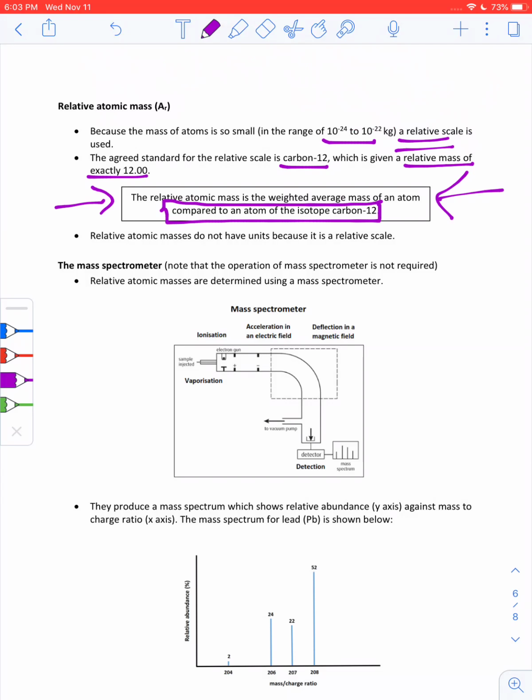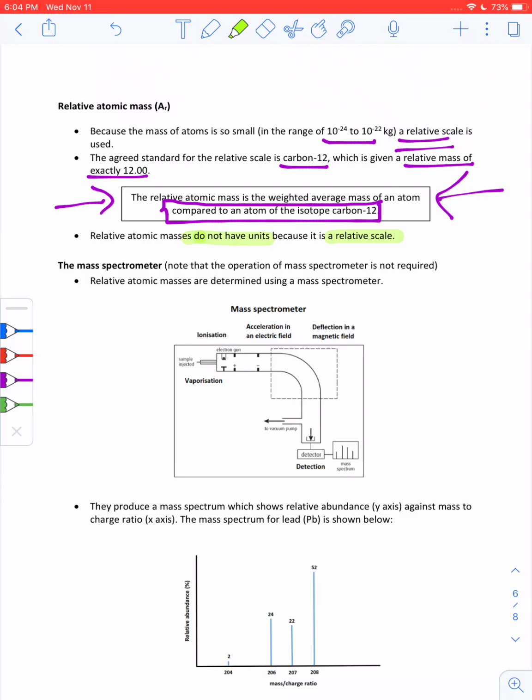The other thing I wanted to point out right here is that because it's a relative atomic mass, it does not have units because it's a relative scale. Because I'm comparing it to something else, there's no units of measurement. So relative atomic mass, typically it's just a number because of that.